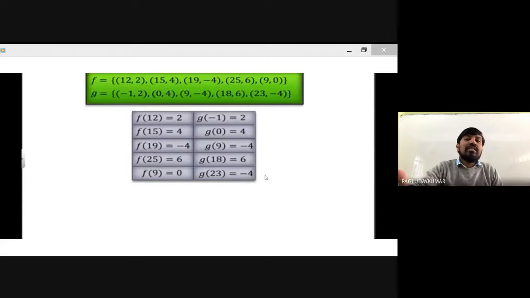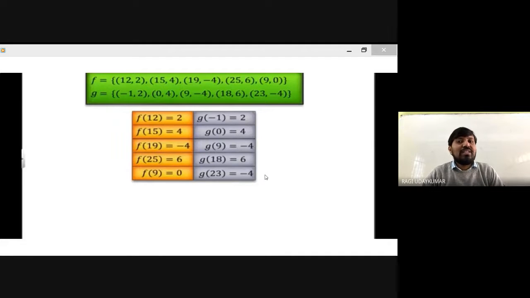So here, if a function is given to you as ordered pairs, say (12, 2) is given, that is nothing but f(12) is 2. f(12) means 12 is mapped to 2. So it is written as f(12) is 2. The image of 12 is 2. The pre-image of 2 is 12. Like that, we write f(12) equals 2, f(15) equals 4, f(19) equals minus 4. Like that we will continue to write this.